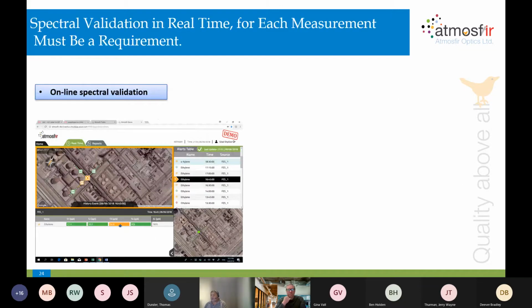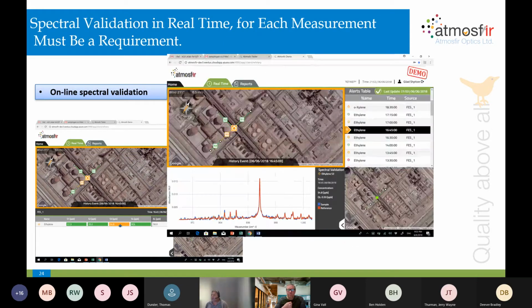So now with every number that we report, you can click on the number and it will open spectral validation. What you see in red is the reference spectra from NIST of ethylene in this specific sample. And in blue, it's what we are measuring in the field. So now you can be positive that what we report is what there is in the field. And if the shape doesn't look the same, it means we have a problem with the analysis.